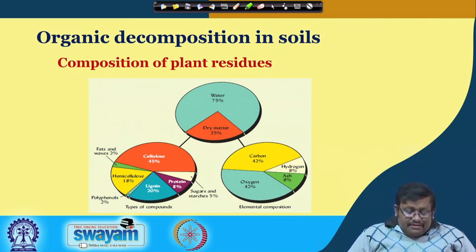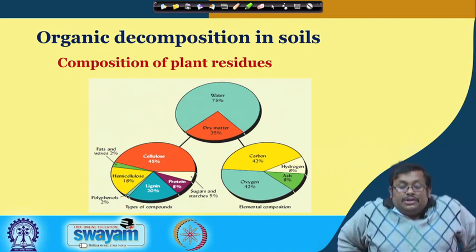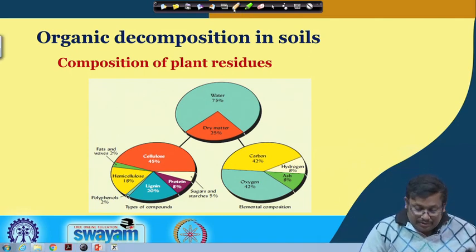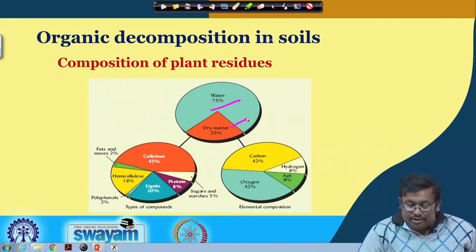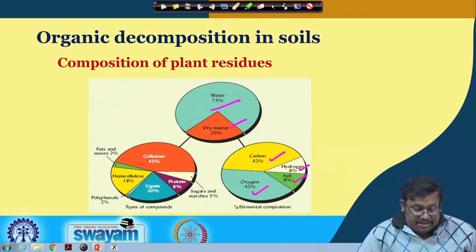So, volumetrically you can see the composition of plant residues. Obviously you can see there is 75% water here, whereas dry matter is only 25%. If you see the dry matter, it contains 42% carbon, then 8% hydrogen, and then 8% ash, and oxygen 42%.